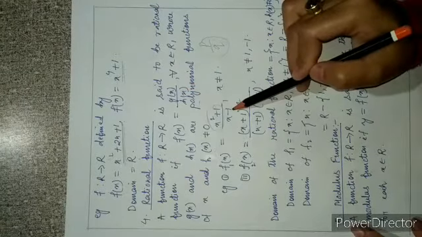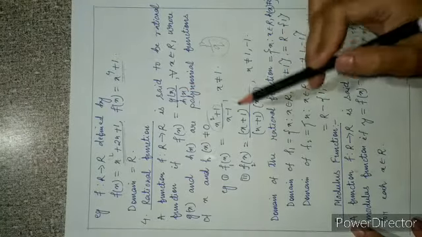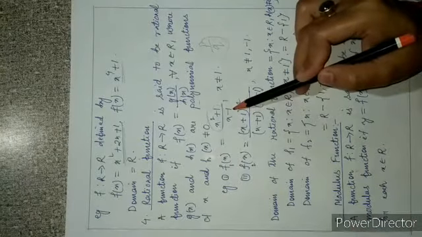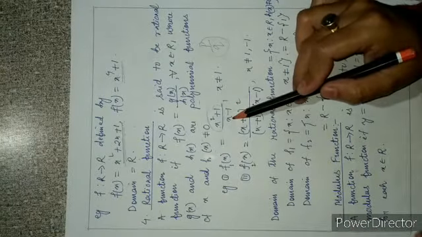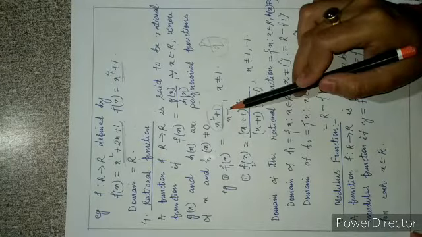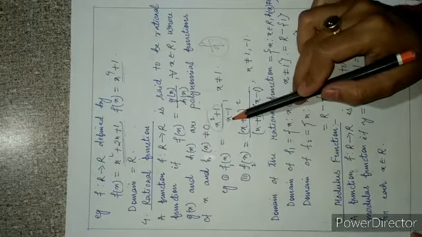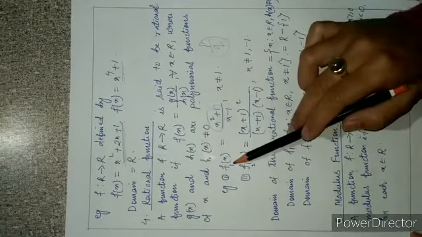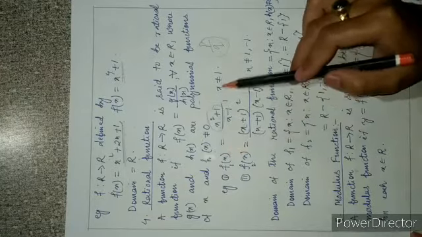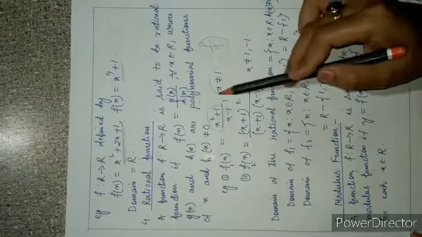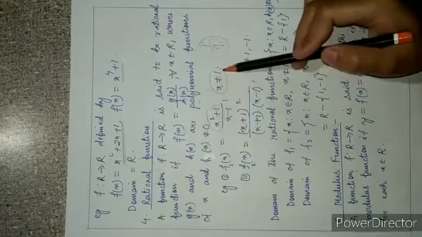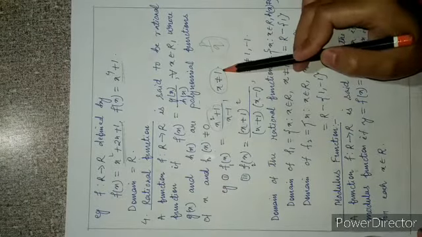Both are polynomial functions. But x minus 1 becomes 0 since the expression x minus 1 is equal to 0 when x is equal to 1. And so f of 1 is not defined when x is equal to 1. So x cannot be equal to 1.